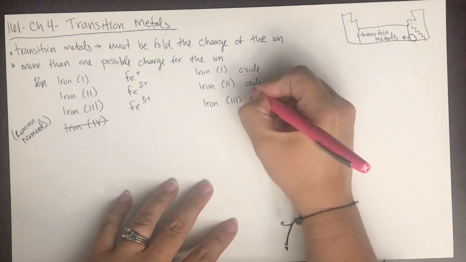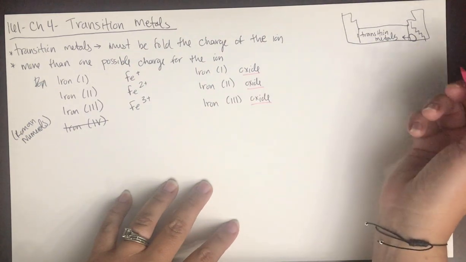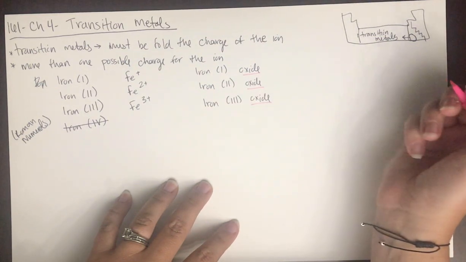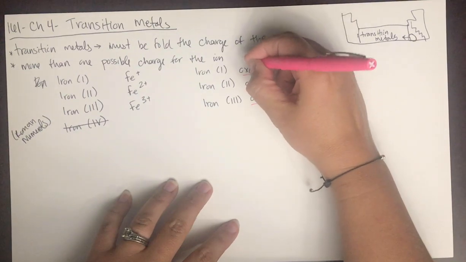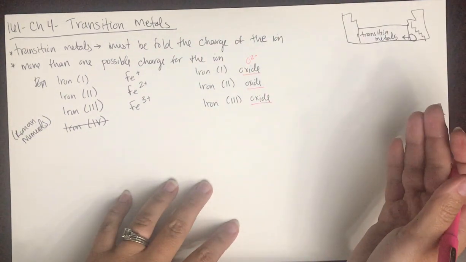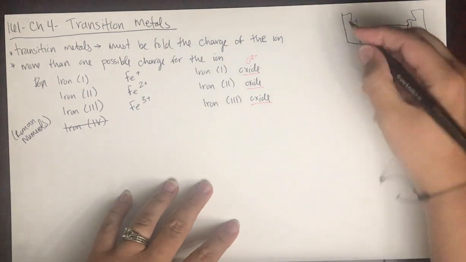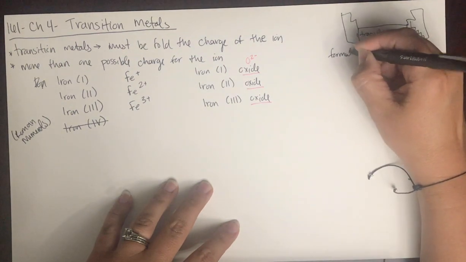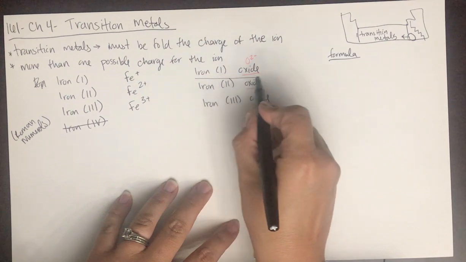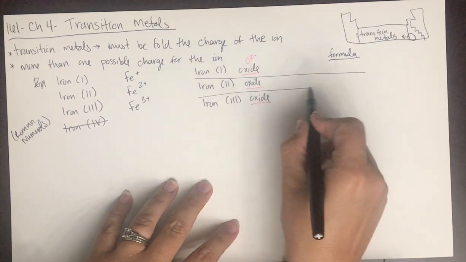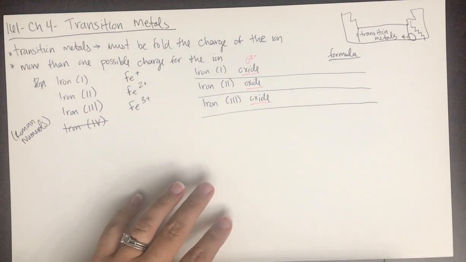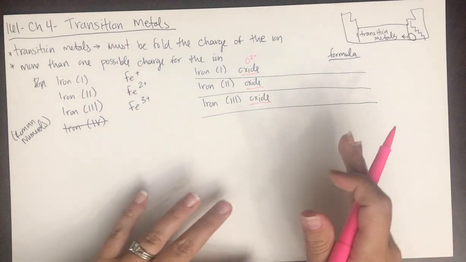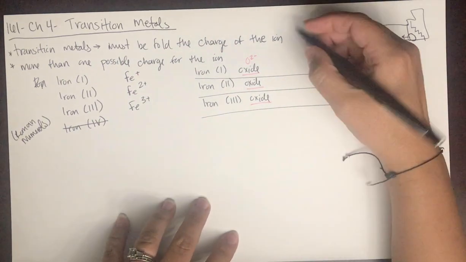The oxide doesn't change. We know that oxide has a charge of -2. Regardless of what it is going to be ionically bonded to, oxide is O2- for everything. So now let's write what would be the formula for these 3. What would be the formula for iron 1 oxide? What would be the formula for iron 2 oxide? What would be the formula for iron 3 oxide? Like I said, I'm just going to write out the ions here.